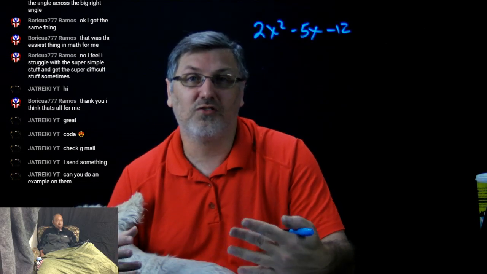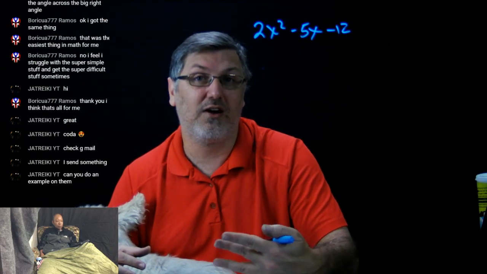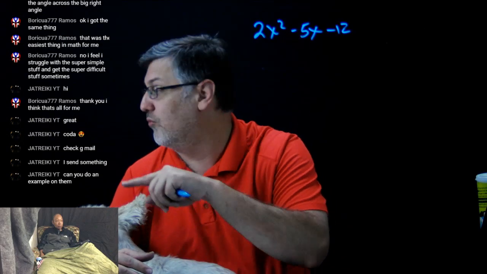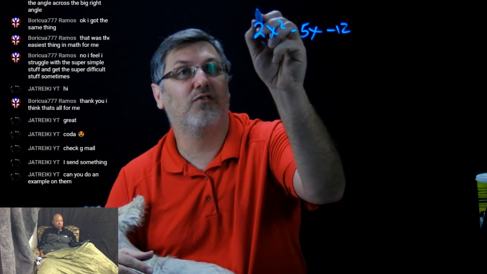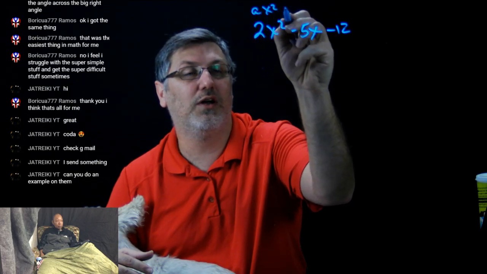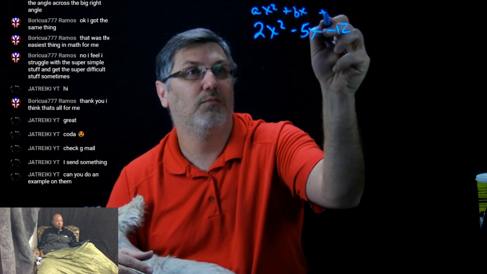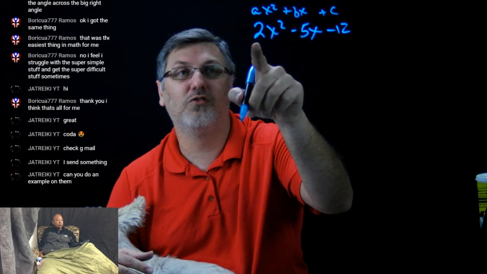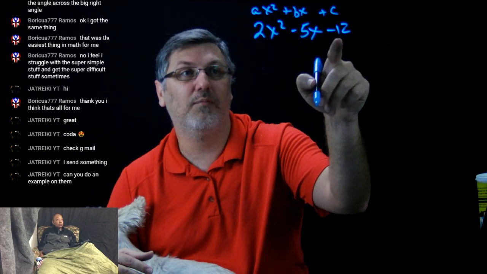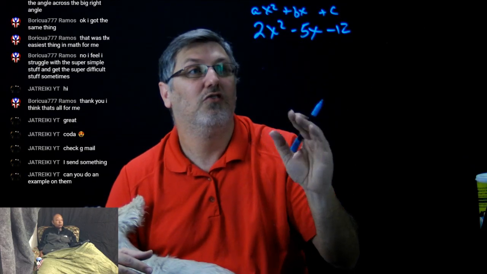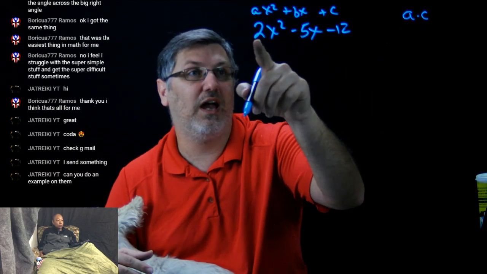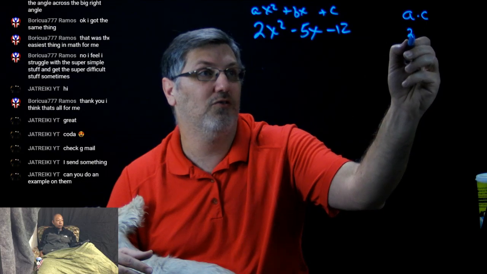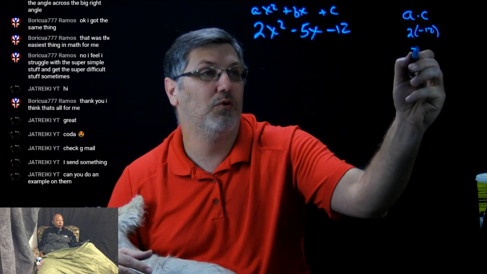So there's this process called the AC method of factoring that will actually allow us to factor, and we'll get down to the point with the problems that you just saw. The AC method of factoring comes from the generic form ax squared plus bx plus c. So my 2 is my A, my negative 5 is my B, and my C is negative 12. So what we do with the AC method, it's A times C. So I'm going to take my A multiplied by my C, which is 2 times negative 12, which is negative 24.